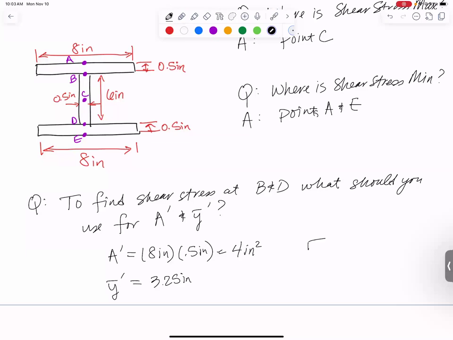And you might want to draw a picture that looks like this, shading in that. So there is your A prime, and Y bar prime goes from the centroid of the whole shape to the centroid of that top flange. So there is Y bar prime.